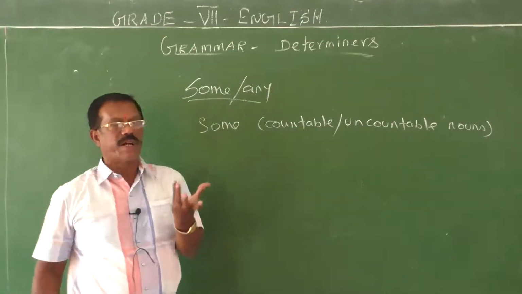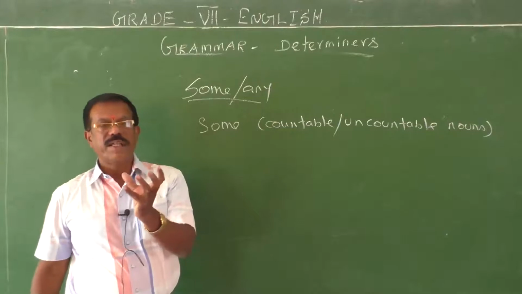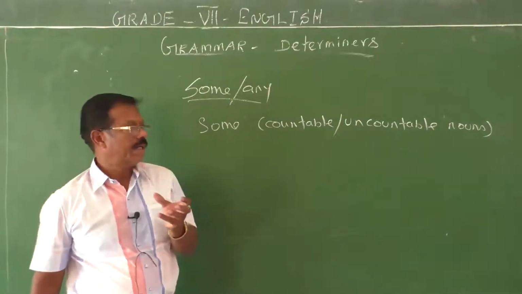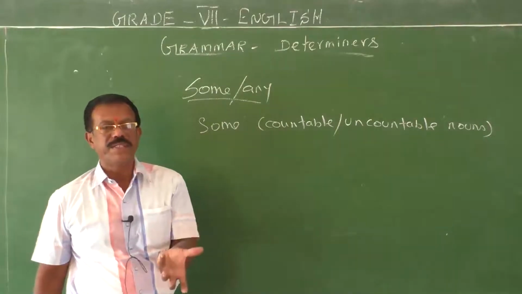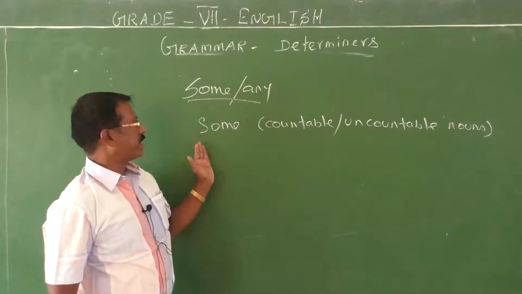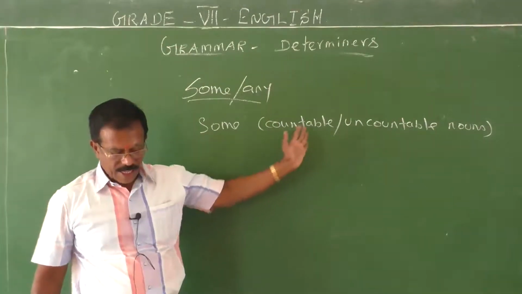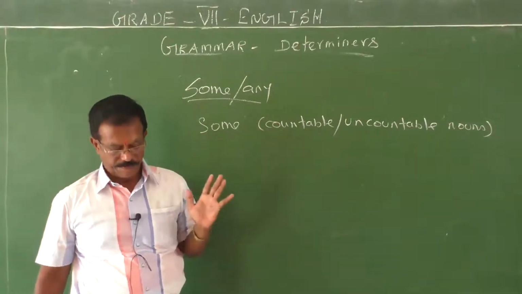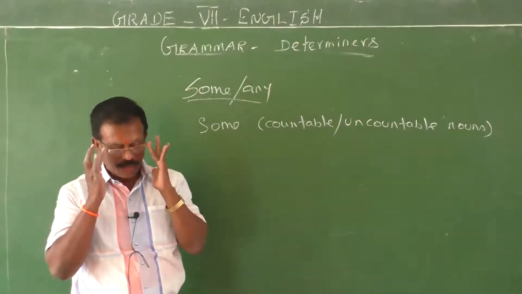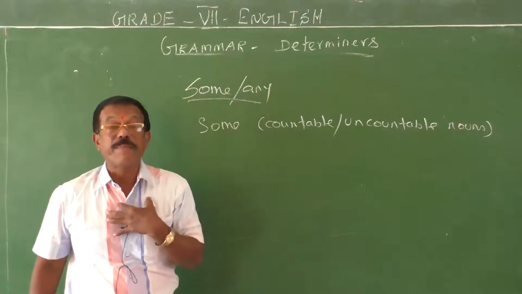For example, some water, some oil, some money. They are used before uncountable nouns. Countable: some students, some benches, some books. So this quantifier some is used before countable and uncountable nouns. It gives positive meaning. Some students are still in the playground. Can you give me some papers?